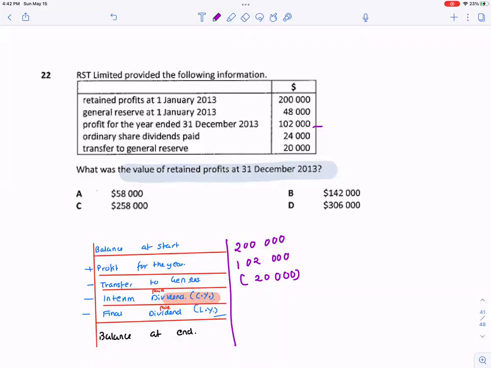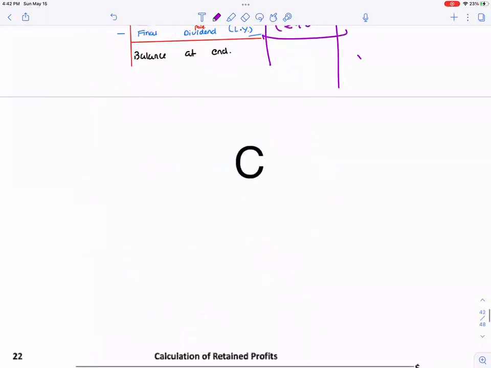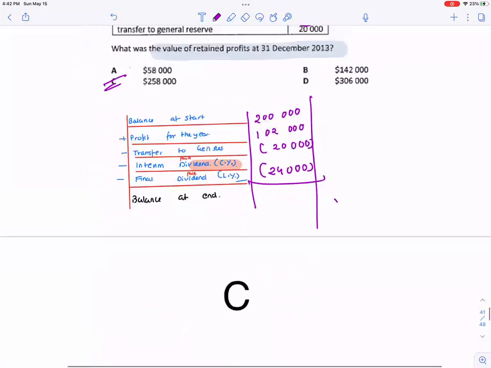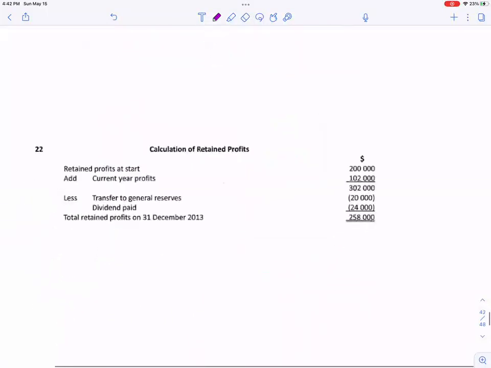What is dividend paid? Dividend paid, what is it? It's 24,000. What will be the retained earnings at the end? 258,000. You add and you subtracted the ones in the bracket? Yes. So it is 258,000. Are you all with me?